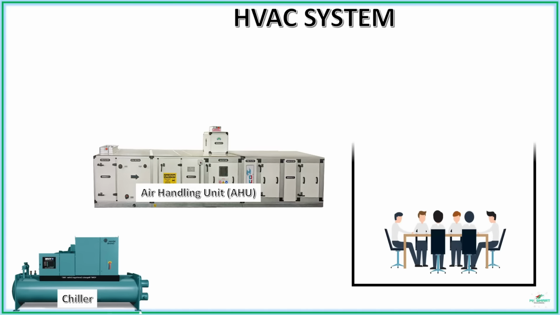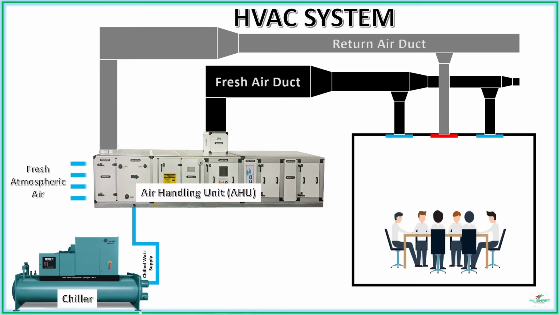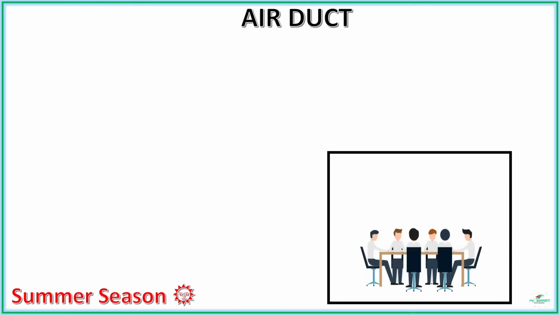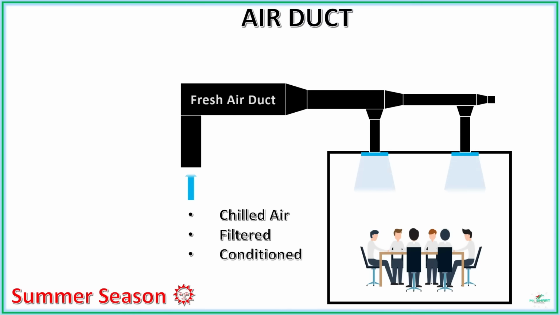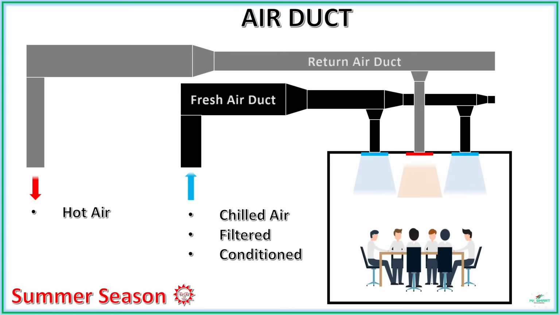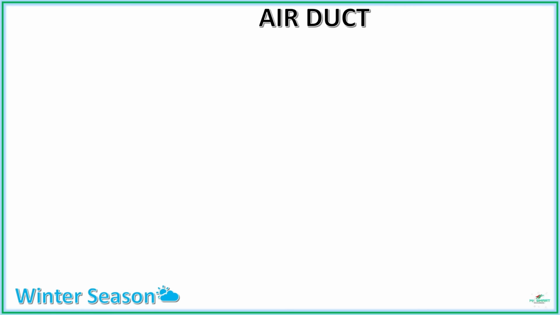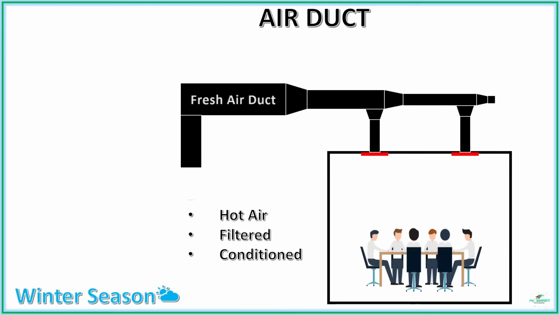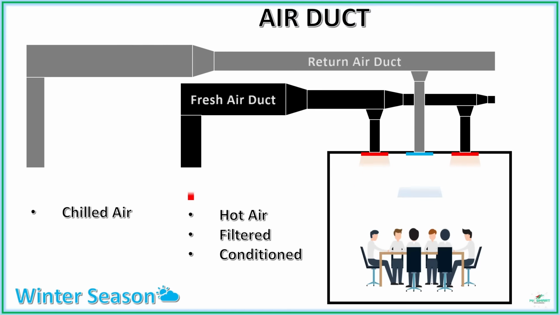Typically, an HVAC system consists of several units working together to maintain the condition of your living environment. Air ducts are meant for bringing fresh air into the environment and collecting return air for recirculation. During summer, cold, clean air is supplied and hot, contaminated air is collected from the living space. During winter, hot, clean air is supplied and cold, contaminated air is collected from the living space.